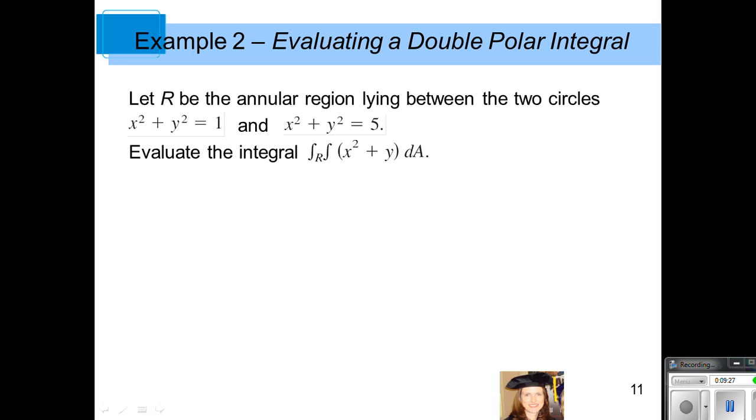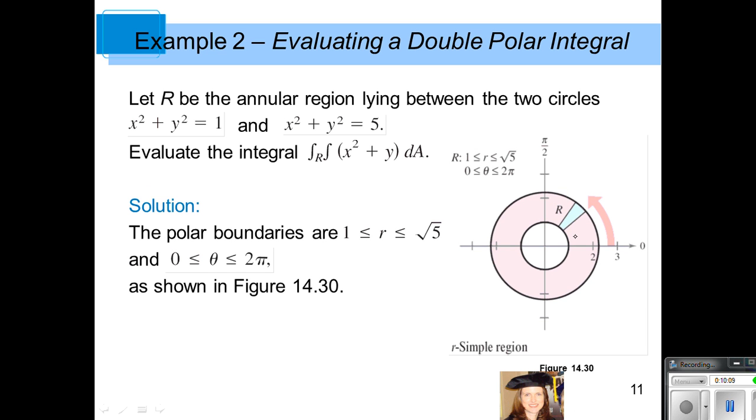In this example, we're going to be evaluating a double polar integral. You're going to let R be the region lying between the two circles, and we want to evaluate this double integral. When you are evaluating integrals, it is important to sketch the region. In this case, the region is between the circles x squared plus y squared equals 1 and x squared plus y squared equals 5. We've got two circles. The first radius is 1 and the second radius is the square root of 5. By sketching that and then using the conversion equations and determining the bounds, we can evaluate this integral.